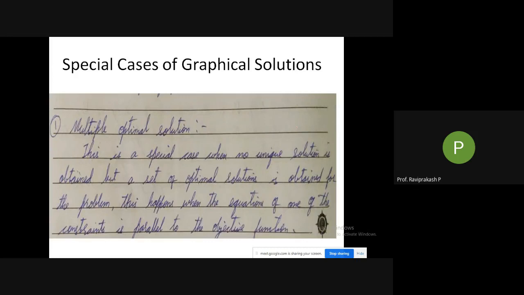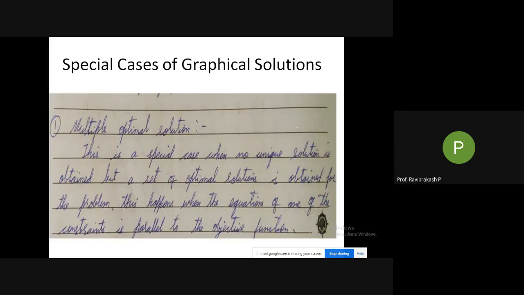Under this you can write: this is a special case when no unique solution is obtained, but a set of optimal solutions is obtained for the problem.